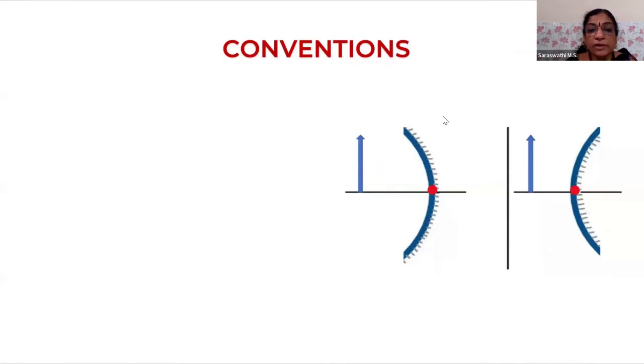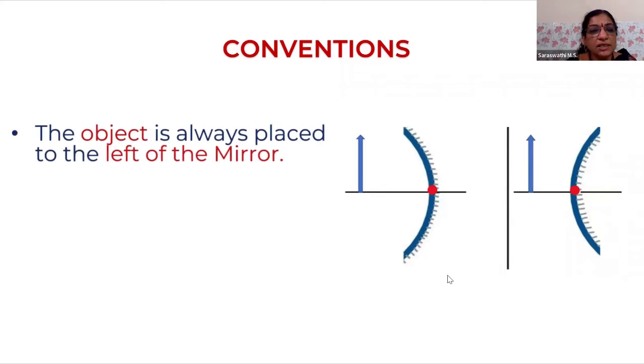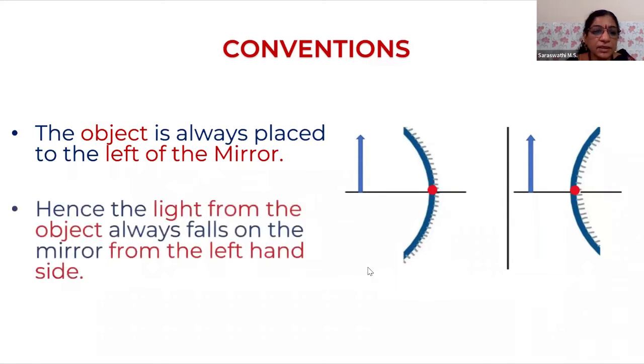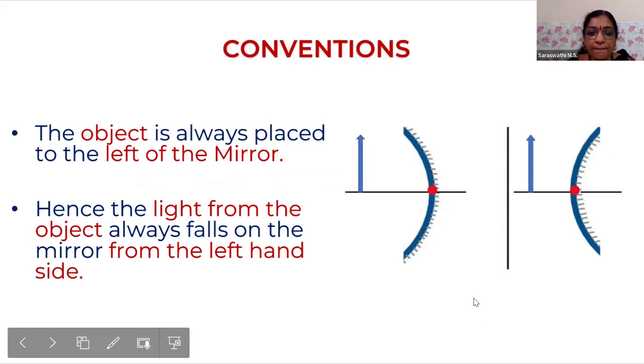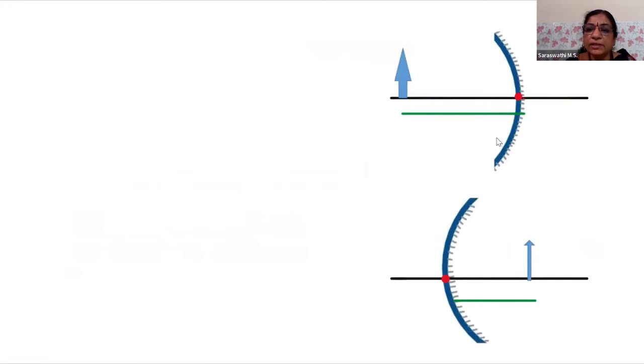The object is always placed erect in front of the mirror, be it concave, be it convex. So the object is always placed to the left of the mirror. Hence, the light from the object always falls on the mirror from the left-hand side. So this is going to be the direction of sunlight. The light is going to fall from the object on the mirror like this. Then this is going to give you the object distance. The object distance here is measured against the direction of light.